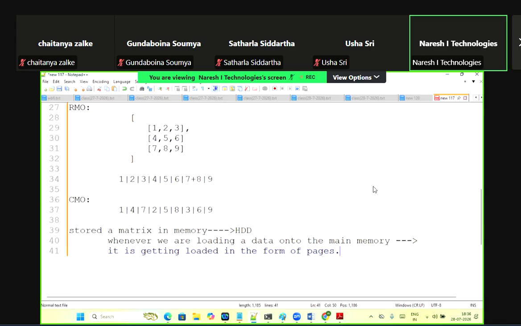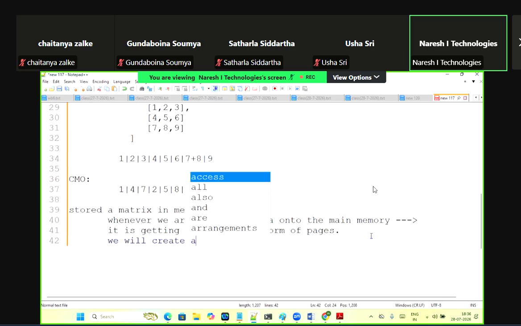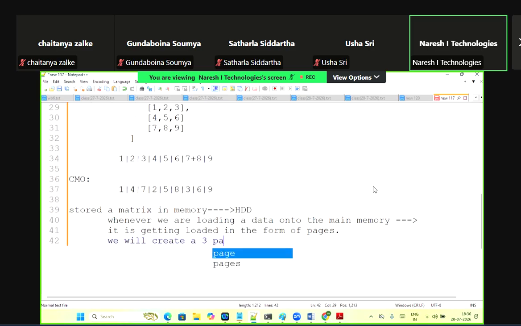Same like to hold that pages, you are having a frame here, right? Inside that frame, you are storing a page, correct? So what will happen? Let's take you are having a 3 cross 3 matrix. So I'm telling that let's take, we will create 3 pages. Correct. So let's take page 1.